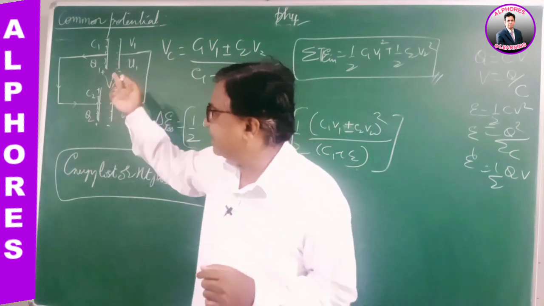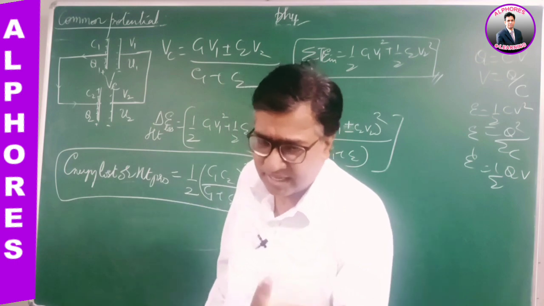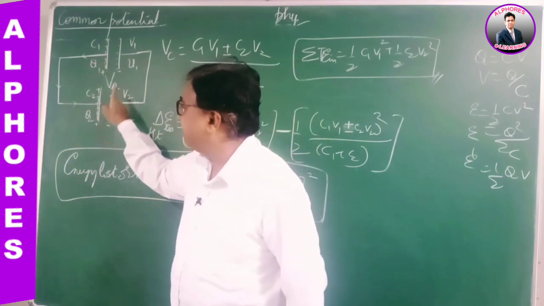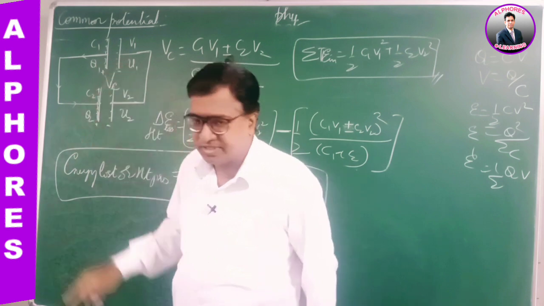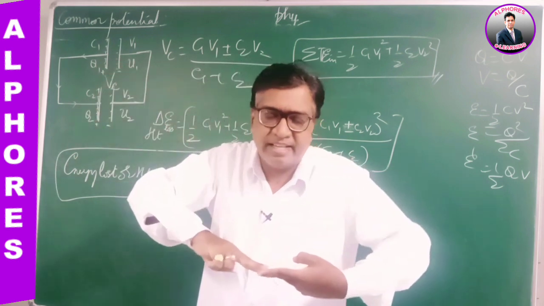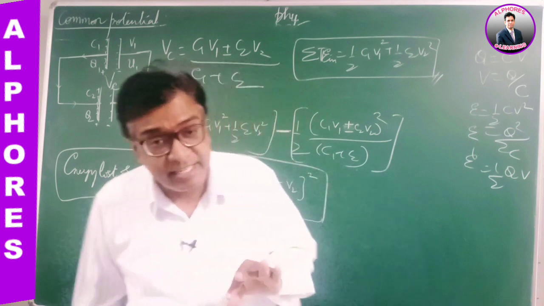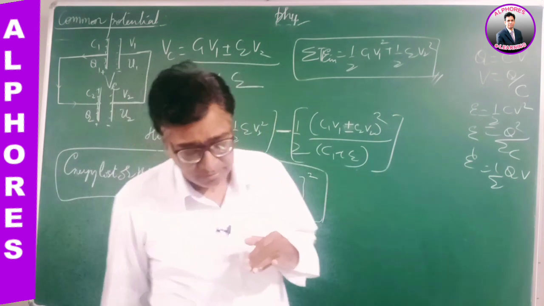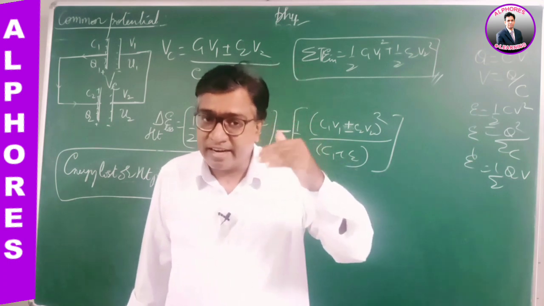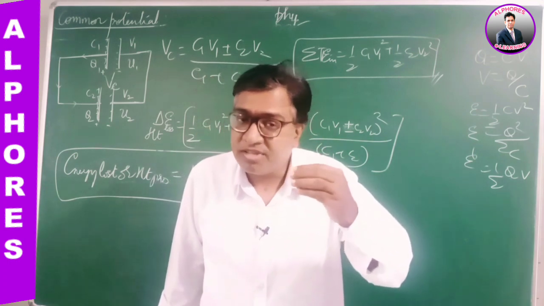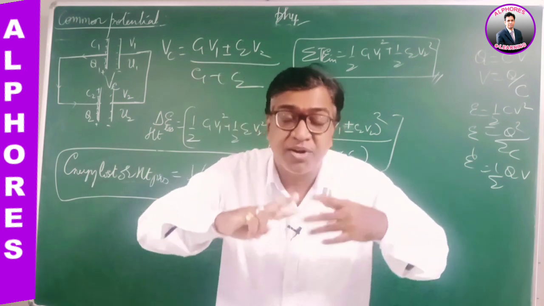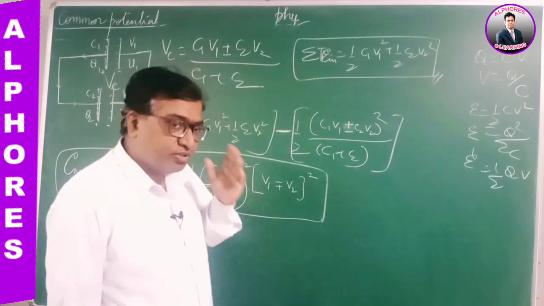But if the elements are connected in the reverse way, positive of the first is connected to the negative of the second, and negative of the first is connected to positive of the second, the anti-parallel method, then you get plus. When I connect like terminals together, the loss in energy is less. If I connect unlike terminals together, the loss in energy is more. That you have to understand.